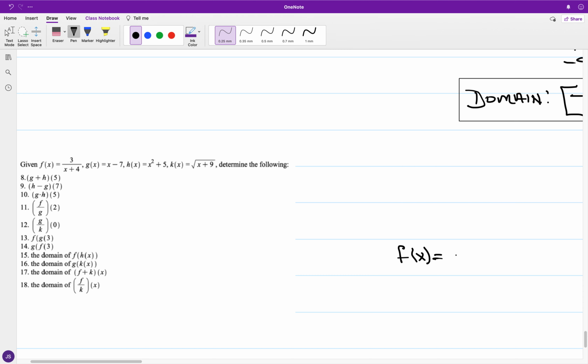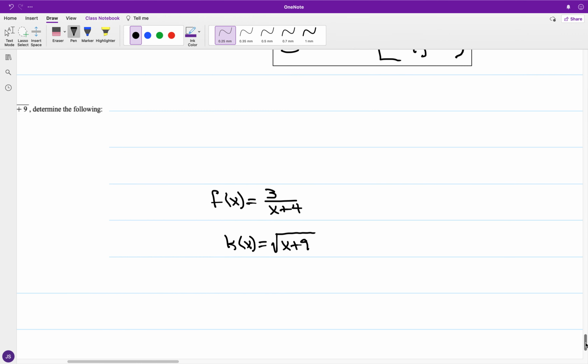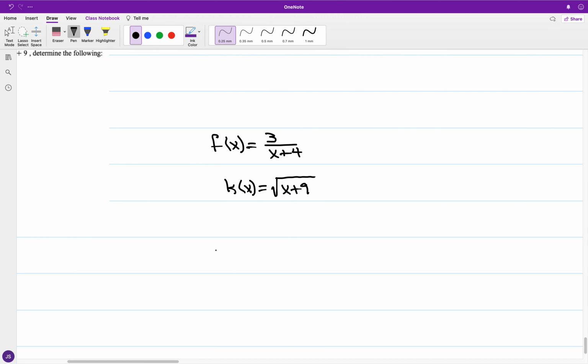Now for f of x, again we have 3 over x plus 4. And k of x, again I have the square root of x plus 9. Okay, now, with the sum, difference, and product functions, you're going to have the same domain.